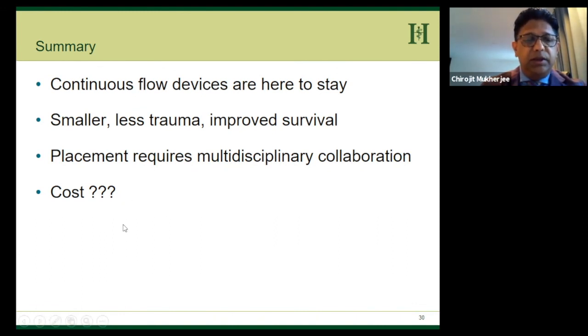The cost is still an issue because the more sophisticated the assist devices are, the greater the cost on the healthcare system, and that's something that needs to be addressed. Although I know most of the medical companies are trying their best, because of the lack of organs, to cut down on the cost and improve availability of the assist device, this is still proving challenging.